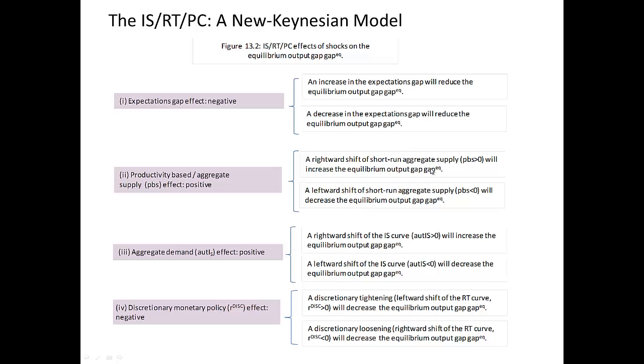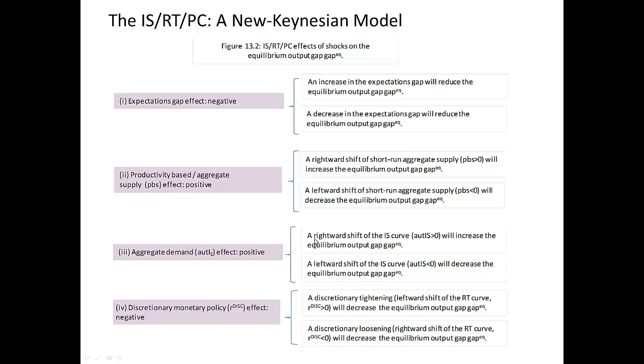Once again, this happens partly through the interest rate mechanism. So if we have a favorable supply shock, the central bank can reduce interest rates. If we have an adverse supply shock, the central bank will raise interest rates. Our third effect here is the aggregate demand effect.